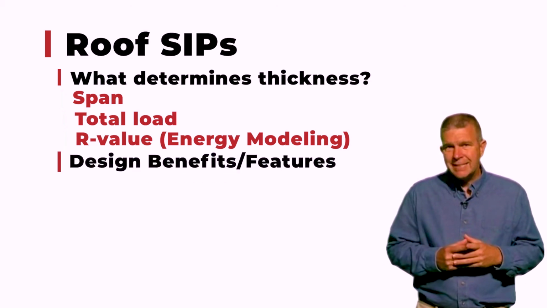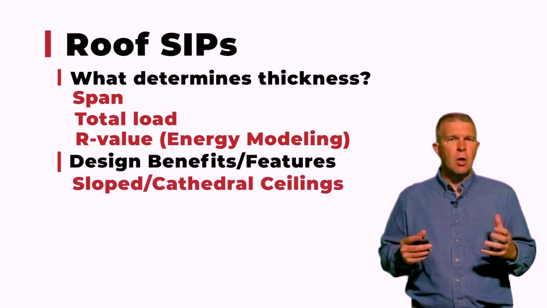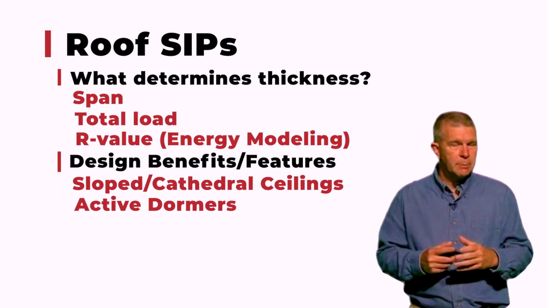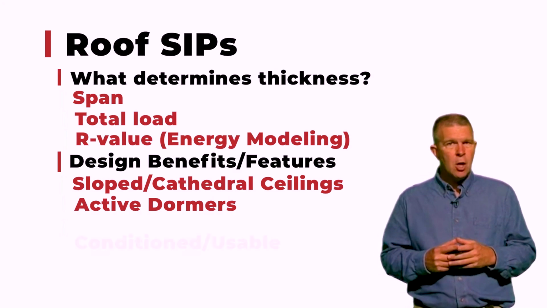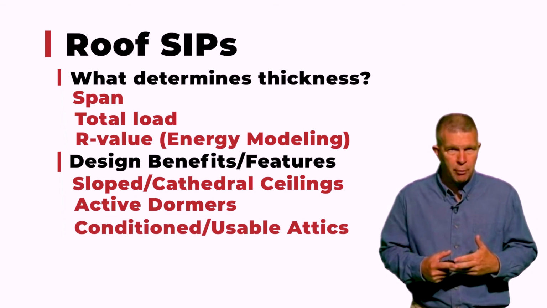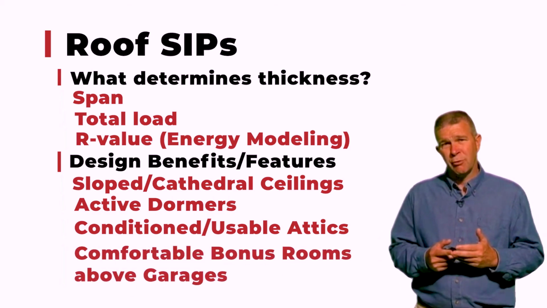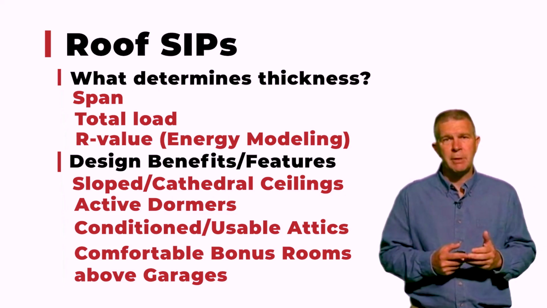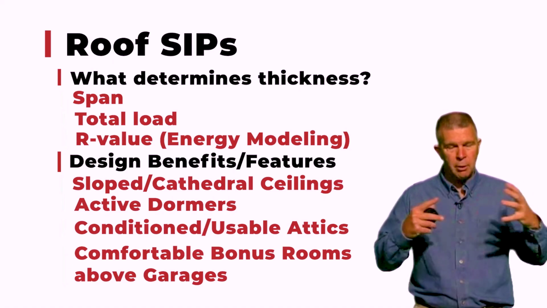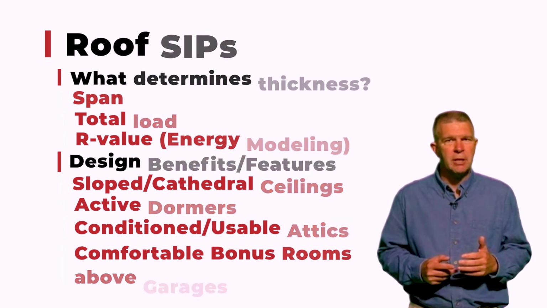Again, the design benefits and the features that we look at when we're working with SIPs is we've got the sloped cathedral ceilings, we've got nice big active dormers, and we're going to show you some doghouse dormers and how we can incorporate the SIPs into this doghouse dormer design. We have the conditioned and usable attic space, so that's one of the advantages of incorporating the SIPs into this roof scenario. If we talk about things like bonus rooms over garages and rooms that might typically be either so cold or so hot they're hardly usable, now we've got a nice comfortable space because we're enveloping the entire structure, walls and roof, into this SIP envelope, and we get the best of all worlds.